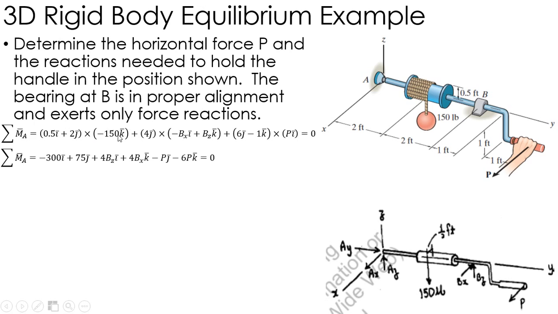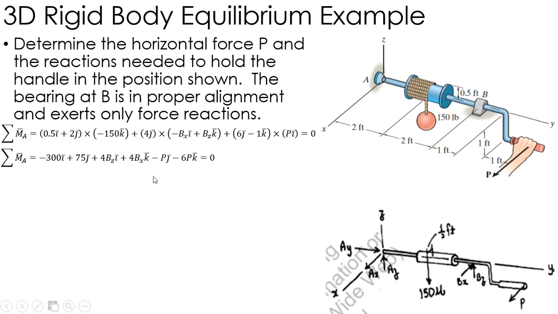So this cross product, I get the 0.5i cross negative 150k, that gives me the 75j. 2j cross negative 150k gives me the negative 300i. Then I have 4j cross negative Bx k, that gives me the 4Bx k. Then I have 4j cross Bz k, that gives me the 4Bz i. 6j cross Pi gives me the negative 6P in the k direction. Negative 1k crossed with Pi gives me negative P in the j direction. So that is all of those cross products.